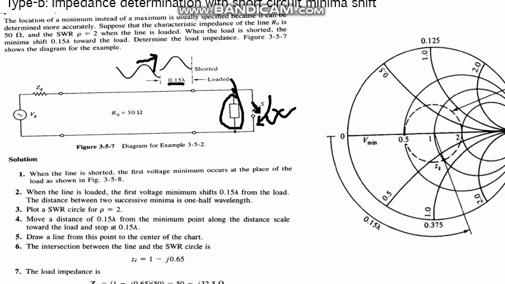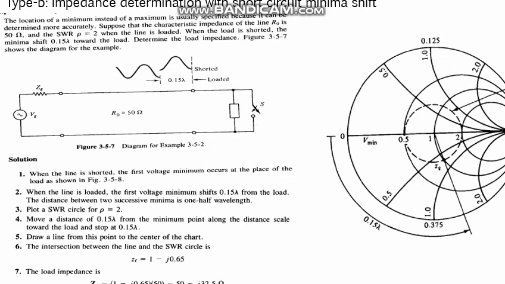Okay, it is a short circuit test type of thing. Make it short, you will get some shift. From that you can get the voltage minimum. So that is known as minima shift. Okay, so how can we calculate that from the Smith chart?